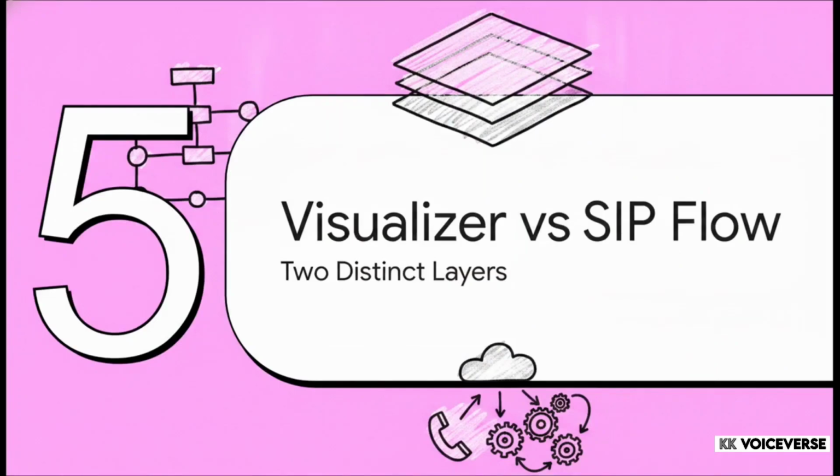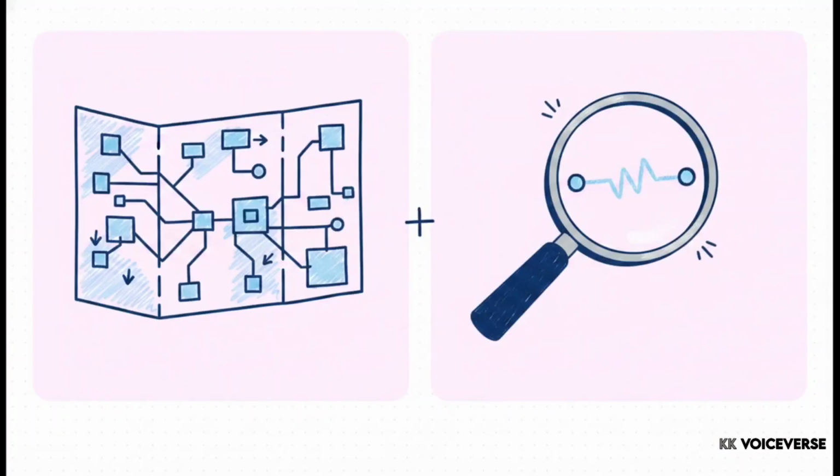Part 5, Visualizer versus SIP call flow. We need to clear up these two distinct layers of Teams voice troubleshooting. Now you might be wondering, don't we already have the SIP call flow tool? Yes, but it is critical to differentiate the two. Think of the SIP call flow tool as your magnifying glass for individual point-to-point call signaling issues. The call flow visualizer, on the other hand, is your architectural map for overall routing configuration. Rely on both together, and you have the most complete native visibility available to date.